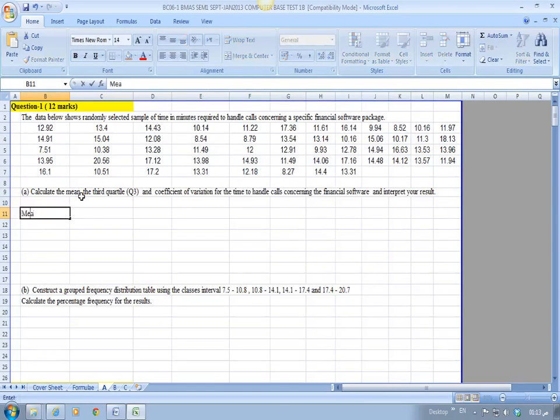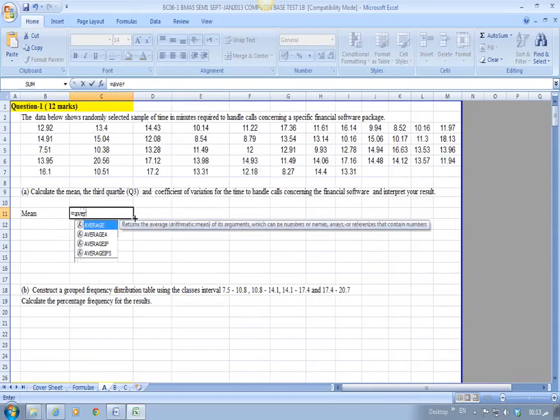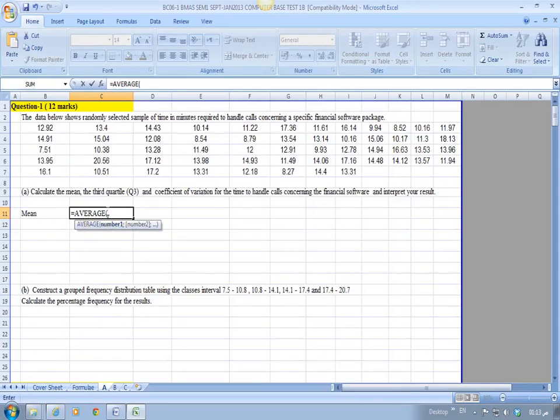So the mean, and the formula for the mean is average, so we write equal AV, and then you can see here this is average. Double click it and the computer completes the formula for you, and highlight the data. Close the bracket, press enter. Then this is the mean. That is the answer for the first part.